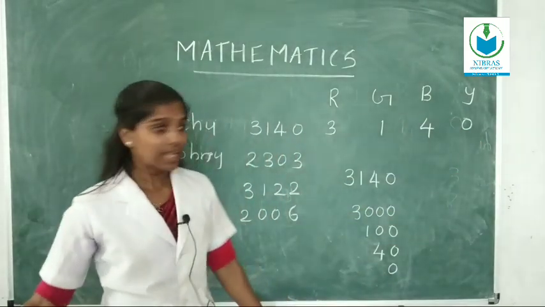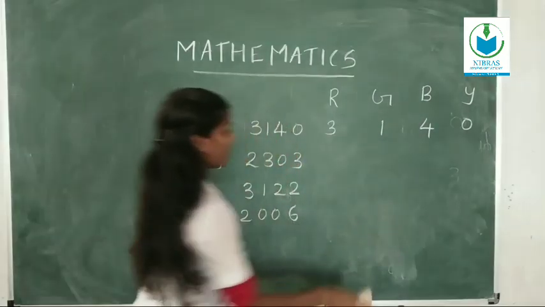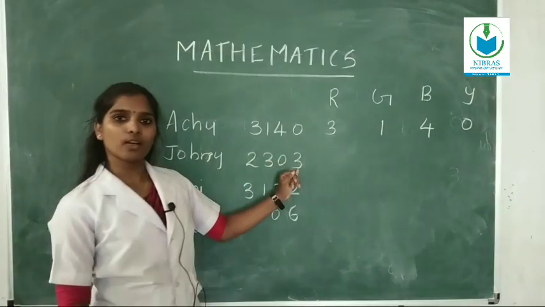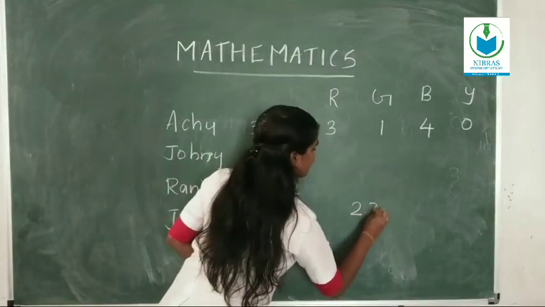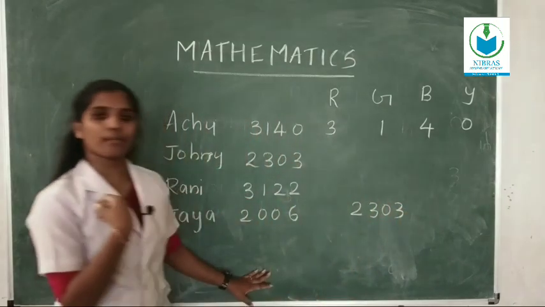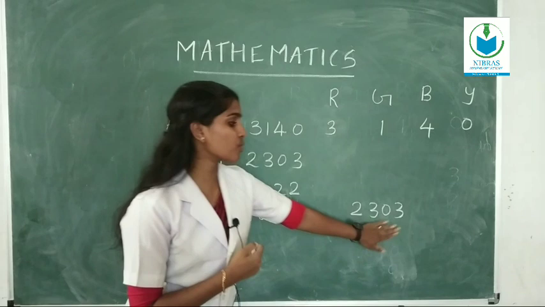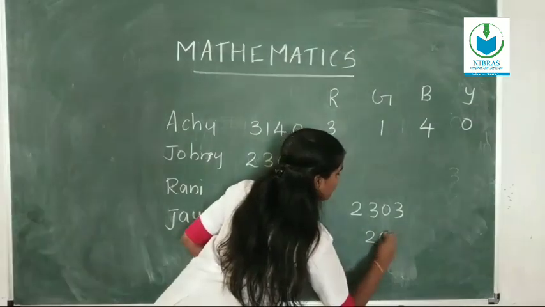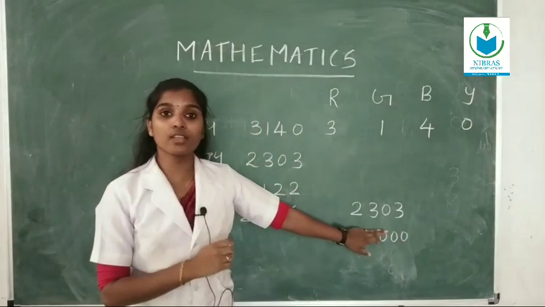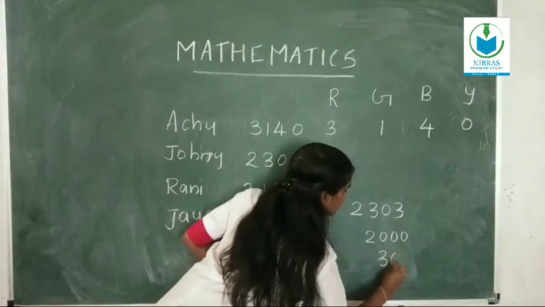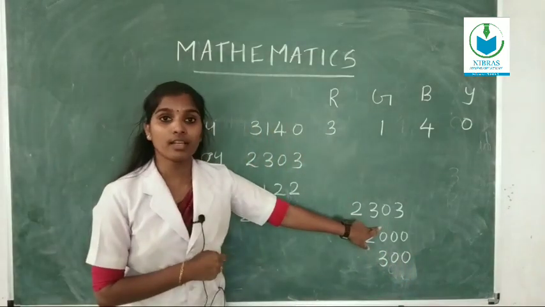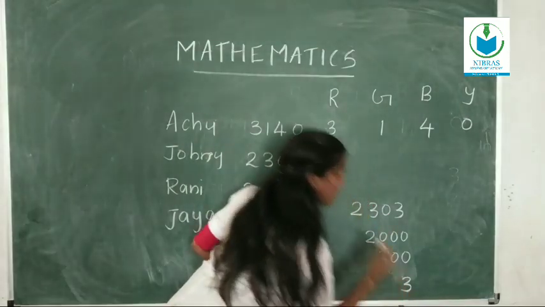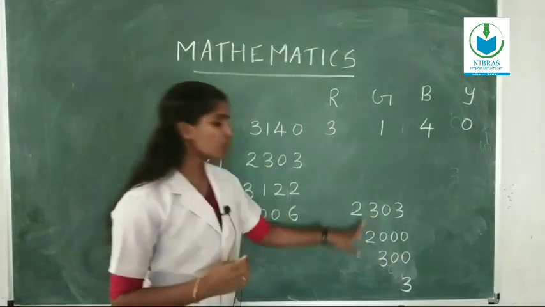Okay, clear? The next one, Joni. He got the point 2303. So how many thousands in 2303? Yes, 2000s. So here write 2000. How many hundreds are here? Yes, 300s. And how many tens are here? Is there any tens? No. Then how many ones are here? Yes, 3.